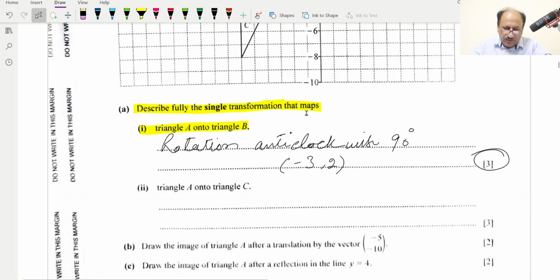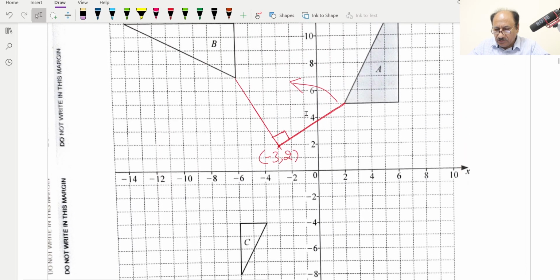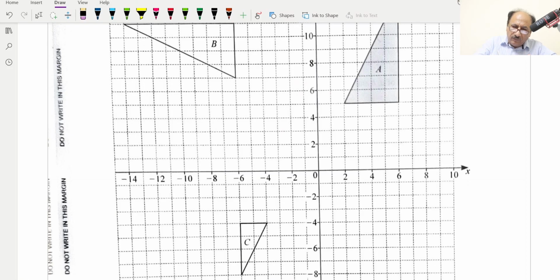Now second part, they are saying triangle A onto triangle C. So triangle A onto C, we will be checking for A onto C. So I will remove this one and redraw for this part. So A onto C will be what? A onto C we will be joining. For example, we can join this vertex with this one, and we will join the second vertex also, and this is the second vertex which we have joined.